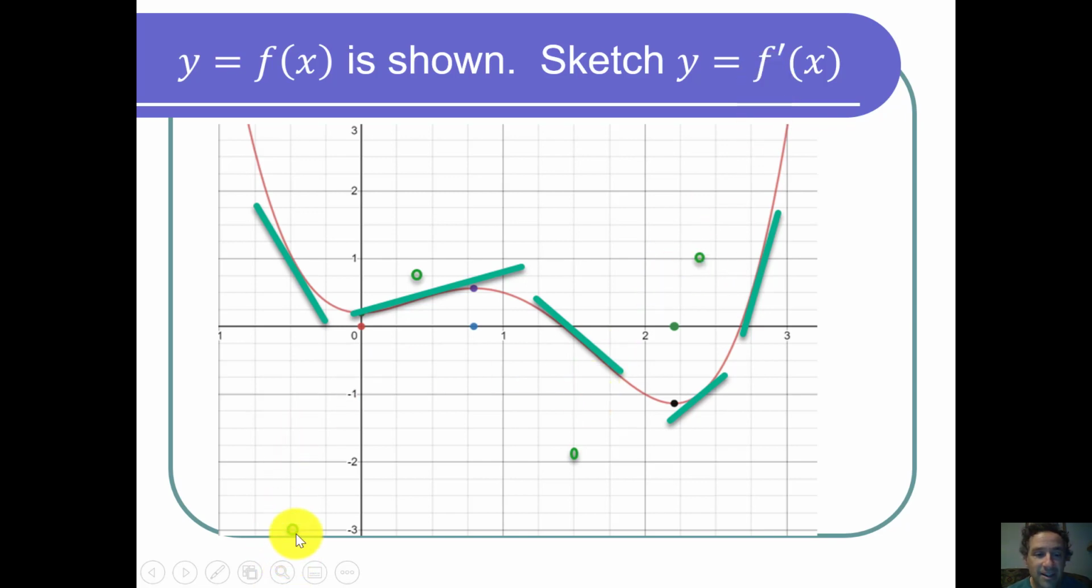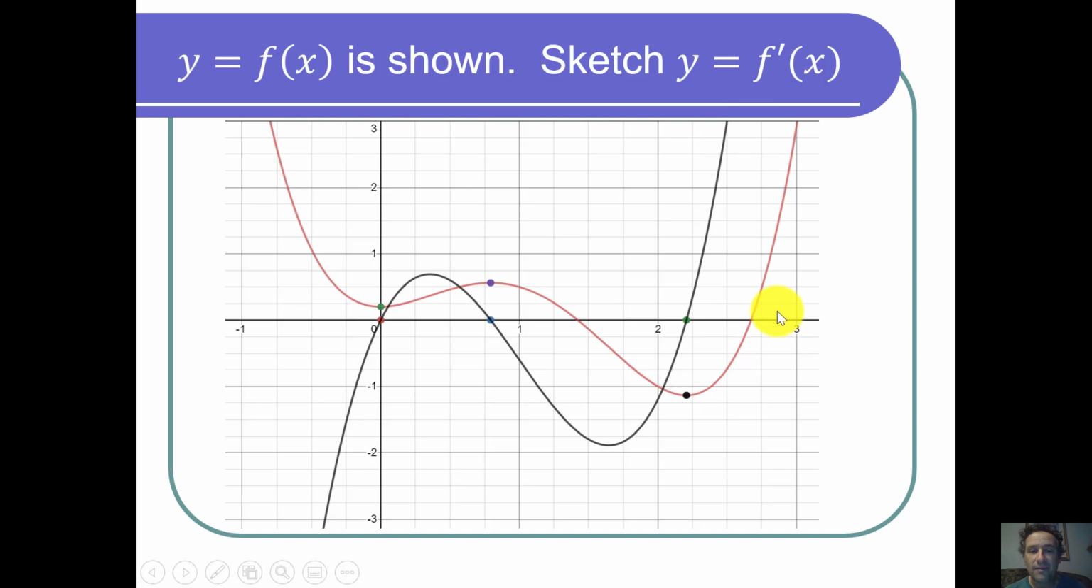And now I can just connect the dots. I'm going to go like this. Hit right there, go like that, come down, hit there, and then come up, come up, and then get steep. And here's the graph of y equals f prime of x. It goes up, then it goes down, then it goes up, hits the x-axis, and then keeps going up for good. So that's an example of how you sketch y equals f prime of x if we're given the graph of y equals f of x. Now let's do another example that has some different features.